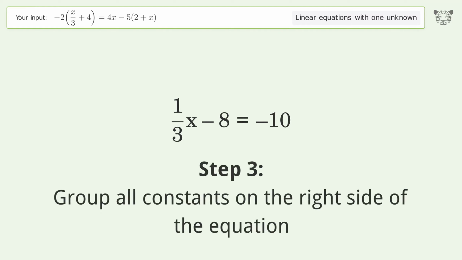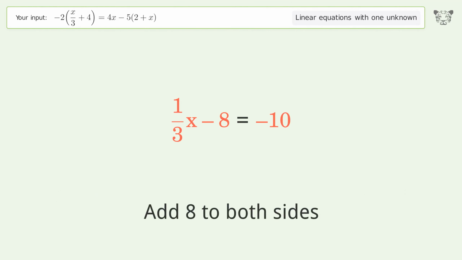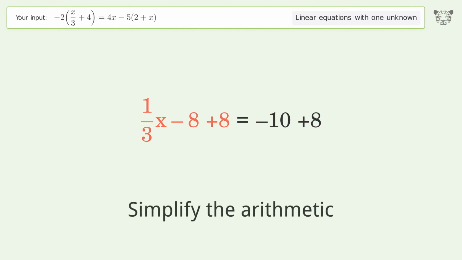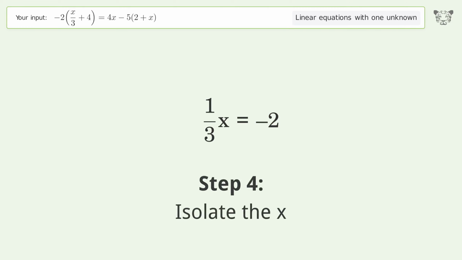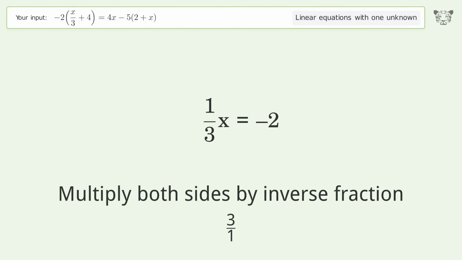Group all constants on the right side of the equation. Add 8 to both sides. Simplify the arithmetic. Isolate the x. Multiply both sides by inverse fraction 3/1.